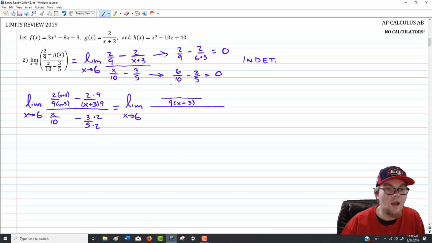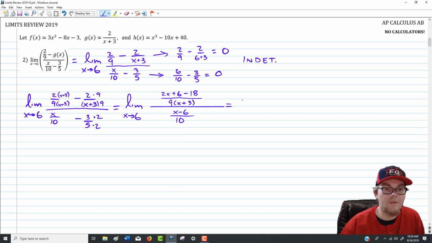plus 3. On top we have 2x plus 6 minus 18. I think I did that right. Let's see. Yep, looks good so far. Down below we have x minus 6, and we're over 10.